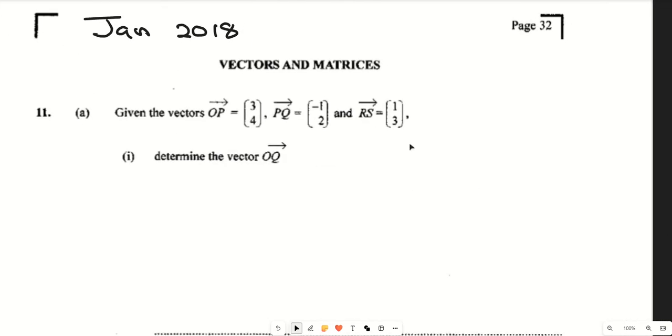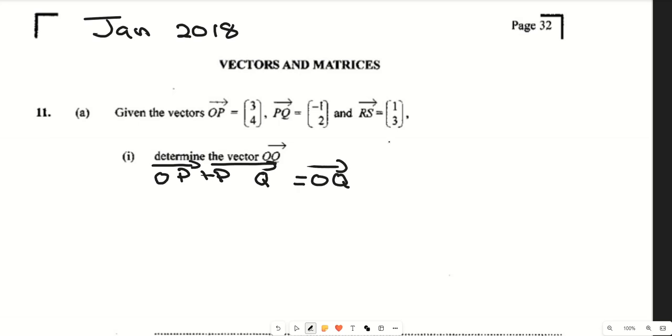They said, given that vector OP is (3, 4), PQ is (-1, 2), RS is (1, 3), find out what is OQ. So that means the starting point is O, ending point is Q. So you want something that has O and Q, but something they have in common. The one that has Q in it is P. So we have to look for a vector that has O and P, right? And we can see it would be OP plus PQ would give you OQ.